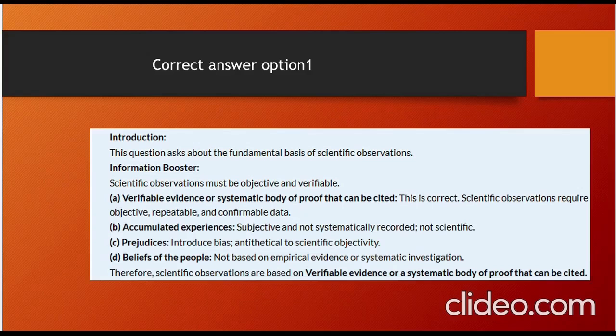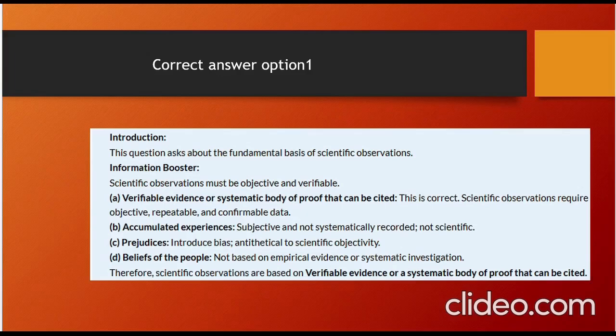Next is accumulated experiences: subjective and not systematically recorded, so not scientific. Prejudices involve bias, that is antithetical to scientific objectivity. Beliefs of people: not based on empirical evidence or systematic investigation. Therefore, scientific observations are based on verifiable evidence or systematic body of proof that can be cited. So the answer is option 1.